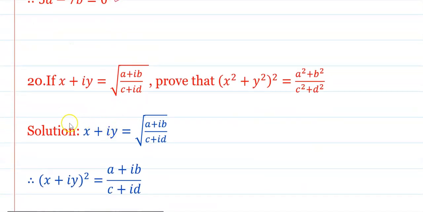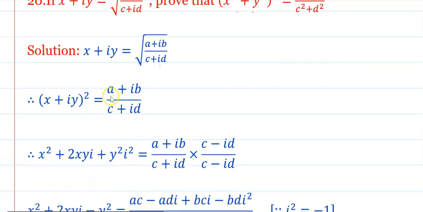Now the next problem. If x plus iy is equal to the square root of (a plus ib) upon (c plus id), prove that (x square plus y square) whole square is equal to (a square plus b square) upon (c square plus d square). Now, this is given to us. Squaring on both sides, (x plus iy) whole square is equal to (a plus ib) upon (c plus id).